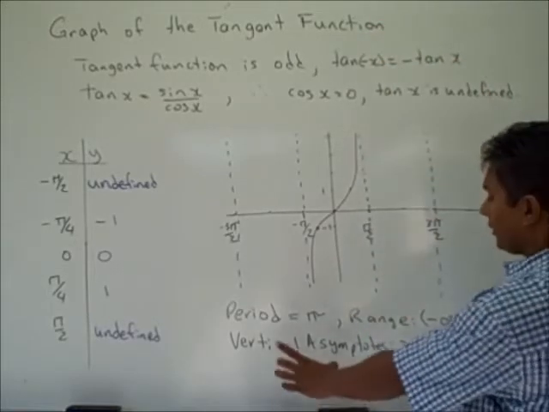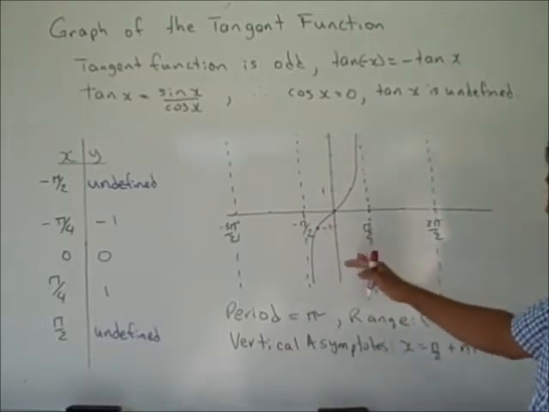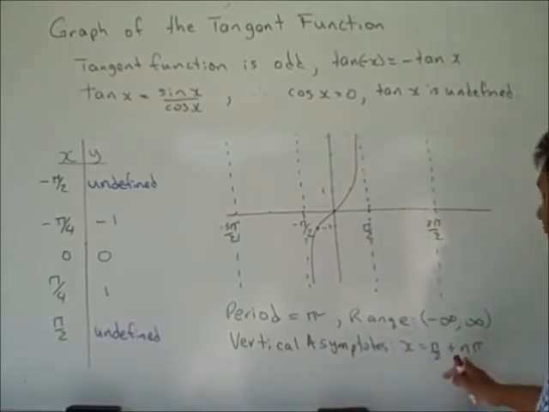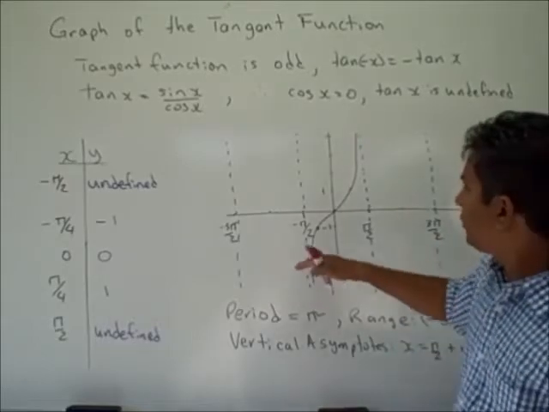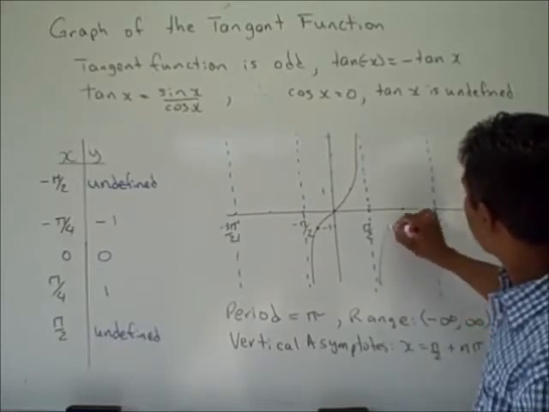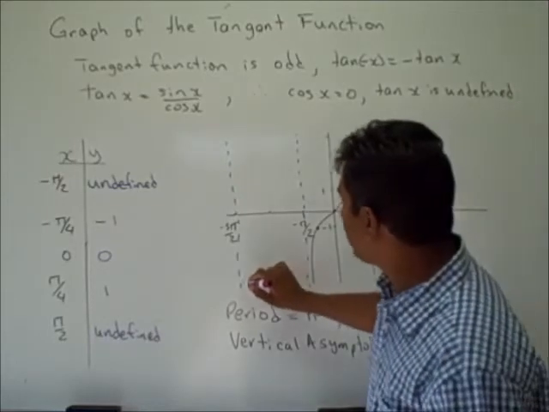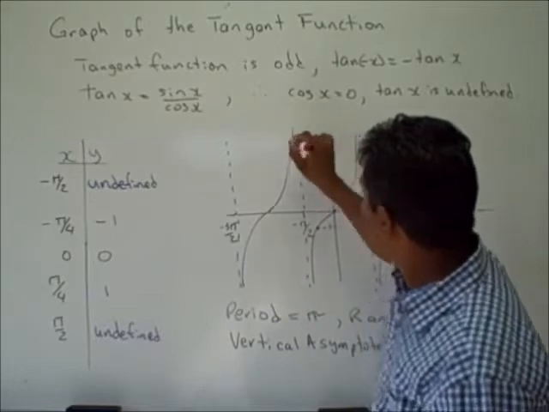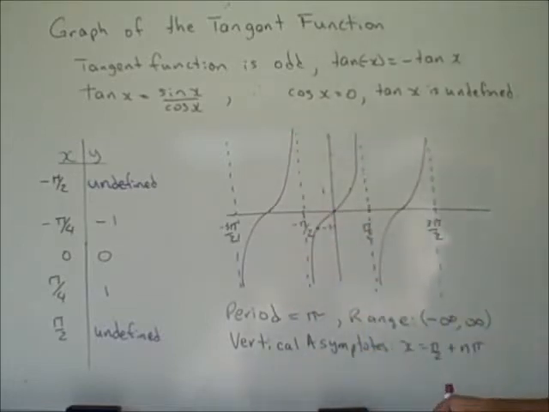We know we have a vertical asymptote at pi over 2 plus n pi, where n is any integer. And this would be symmetrical around here, so this would also be true here for another cycle or another period. So here we have the graph of our basic tan function.